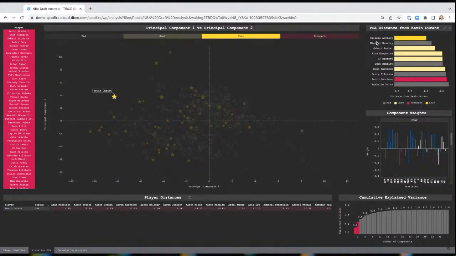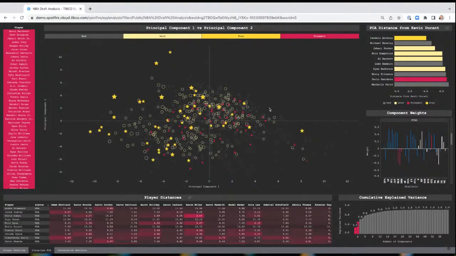Interesting to see the most similar player to Kevin Durant was actually Carmelo Anthony. He has the smallest distance measure when looking at all the principal components. But another cool thing that came up was that Paolo Banchero was actually in his top 10 most similar. So that's another good thing to say about Paolo Banchero's game, is that Kevin Durant is also pretty similar to him. So that's pretty cool.